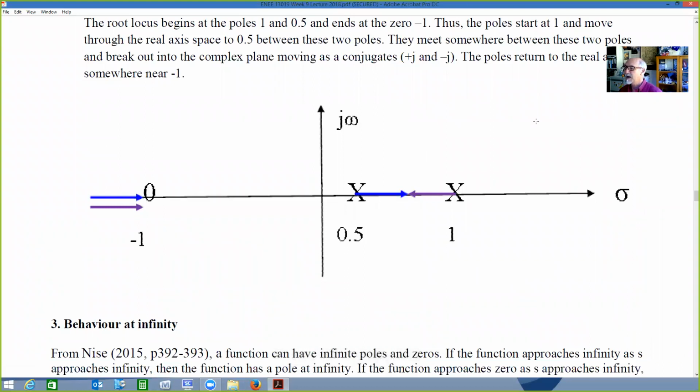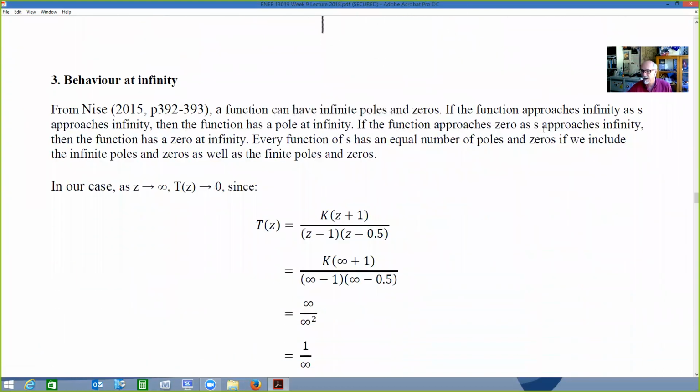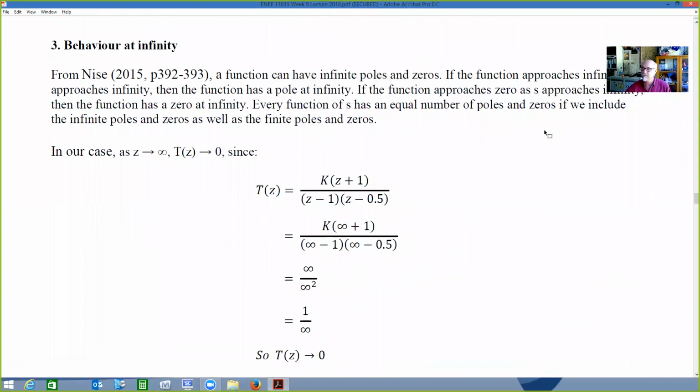That's just mathematical behavior. So if we look closely at the behavior of infinity, then again, the statement from ENEE is that a function can have infinite poles and zeros. If the function approaches infinity as S approaches infinity, then the function has a pole at infinity. If the function approaches 0 as S approaches infinity, then the function has a 0 at infinity. Every function of S has an equal number of poles and zeros if we include the infinite poles and zeros as well as the finite poles and zeros. So no different to what we talked about beforehand.